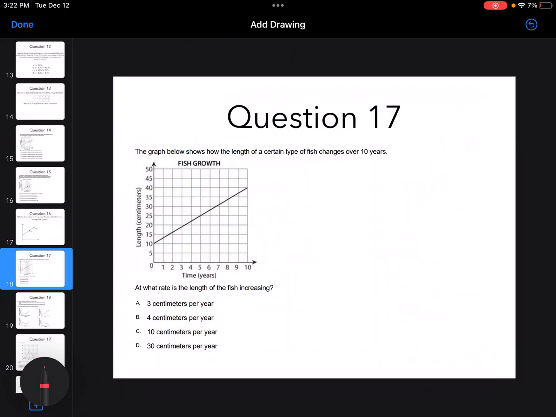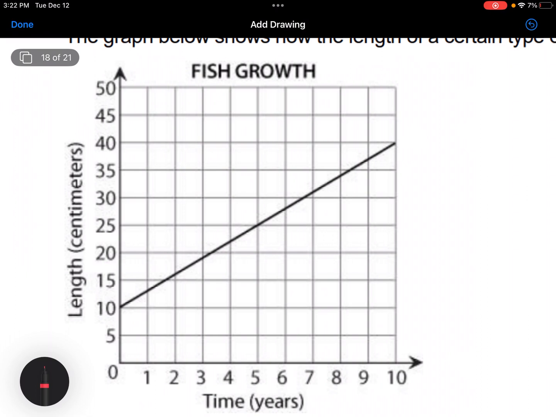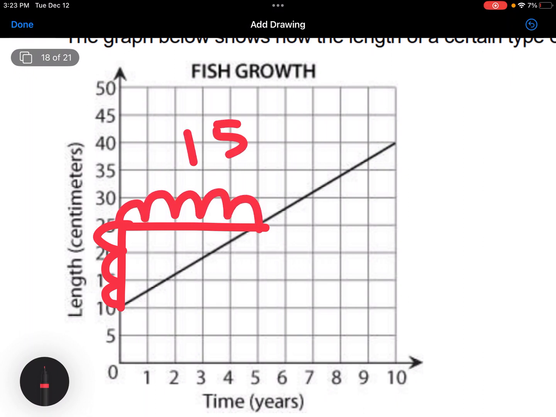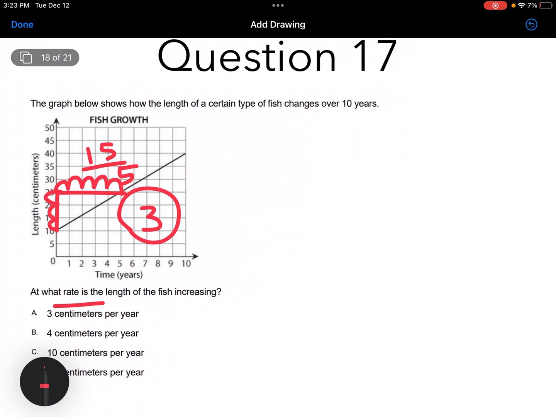All right, the graph below shows how the length of a certain type of fish changes over 10 years. Okay, what is the rate of the length of the fish increasing? So the rate, we're talking about the slope. Okay, so 5, 10, 15, and then 1, 2, 3, 4, 5. So that's 3. So it's 3 centimeters per year.